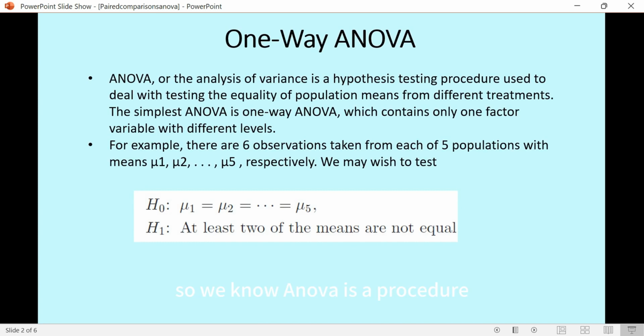So we know ANOVA is a hypothesis testing procedure, to test if the population means from different treatment groups are the same. So the result of ANOVA is to reject or not reject this hypothesis. This H0 is a hypothesis that we assume, for example, all means from 5 treatment groups are the same. If the significance test from ANOVA is significant, then we will reject this hypothesis and say that at least 2 of the means are not equal.